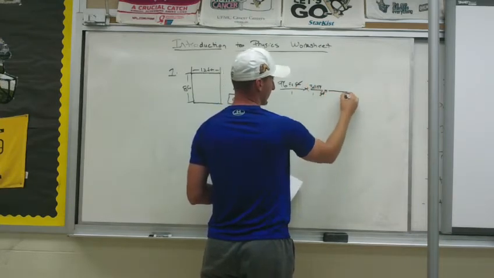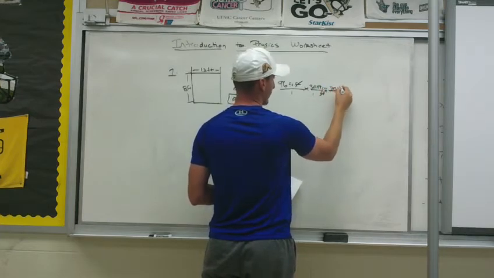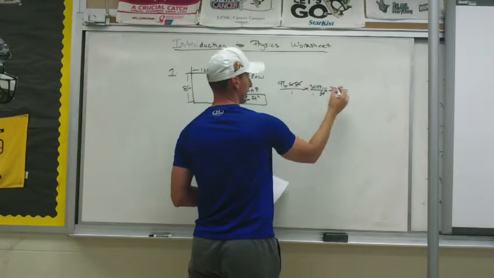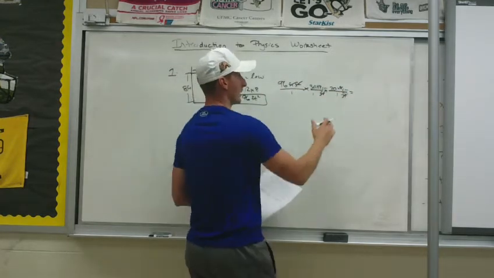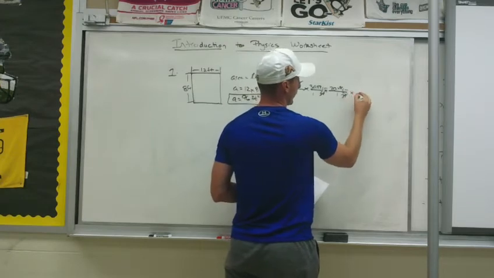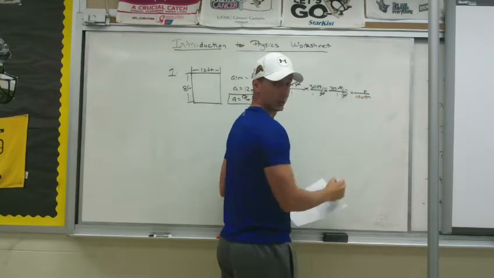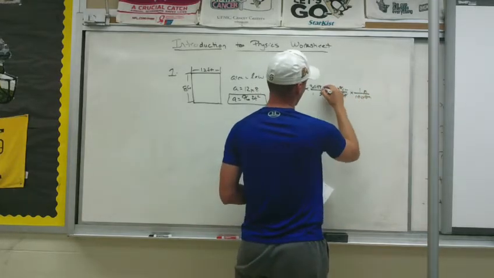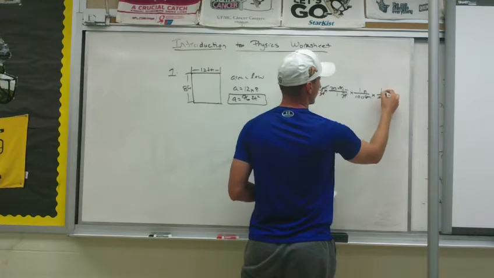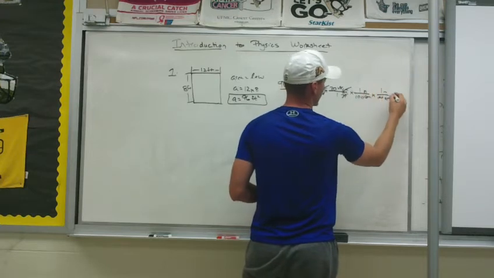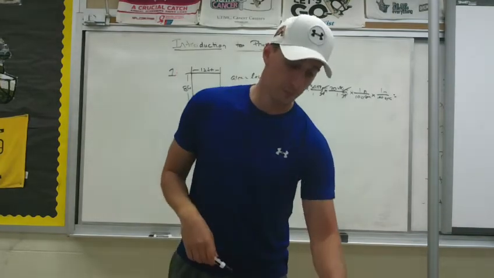I go again, same conversion: 30.48 centimeters, 1 foot. Foot cancels out. I'm left with centimeters squared, and I don't want centimeters squared, so I have to convert again. I want to get rid of centimeters, so I put it on the bottom. I'm going to meters: 100 centimeters is equal to 1 meter. Centimeters cancel out. I do one more time, 100 centimeters to 1 meter. Centimeters cancel out, and I'm left with meters times meters, in other words, meters squared.